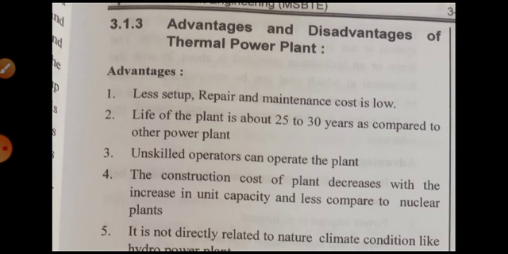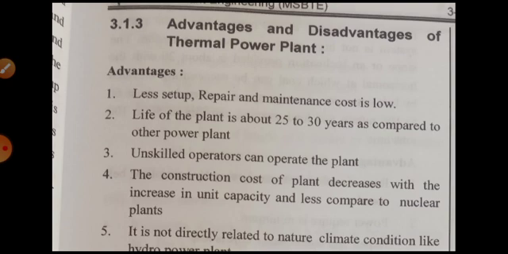Advantages: less setup, and repair and maintenance cost is low. As these steam power plants are robust in design and in all other aspects, less setup is required, and repair and maintenance cost is also low. Then the life of this thermal power plant is about 25 to 30 years or more compared to other power plants. If some modification is done and burnt-out parts are replaced, then it can work for a longer time also.